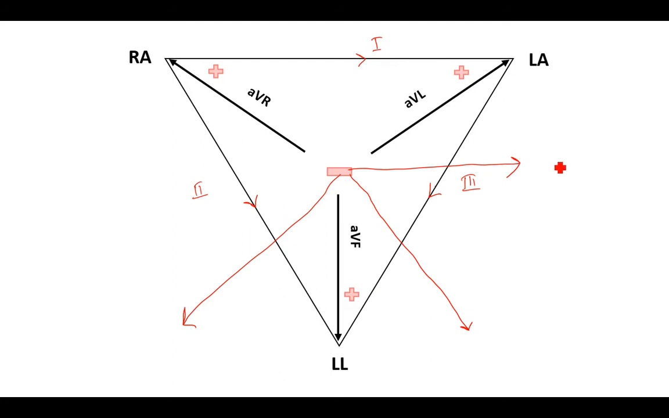Okay, so the direction of lead 1 is 0 degree. This is lead 1 now, this is lead 3 now, and this is lead 2 now. So this is lead 1 which is at 0 degree, this is lead 2 which is at 60 degree, and this is AVF which is at 90 degree, this is lead 3 which is at 120 degree, and this one is at 150 degree, right?